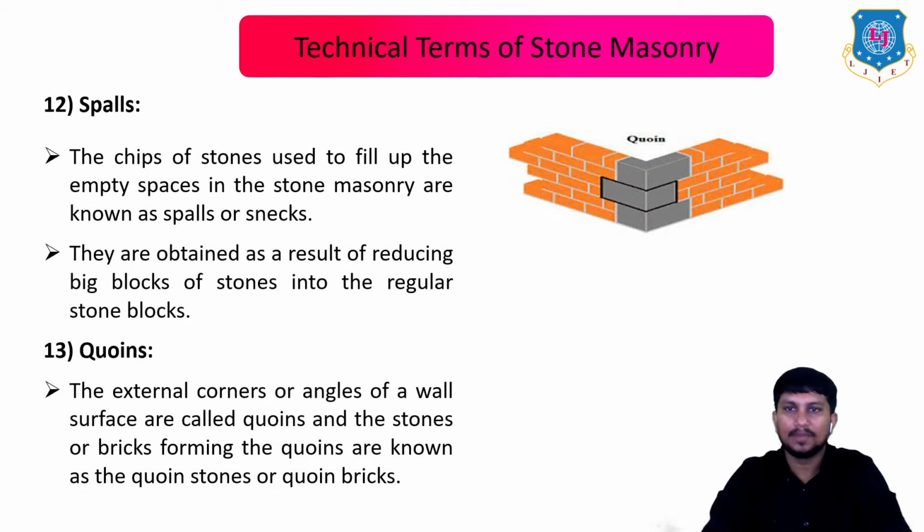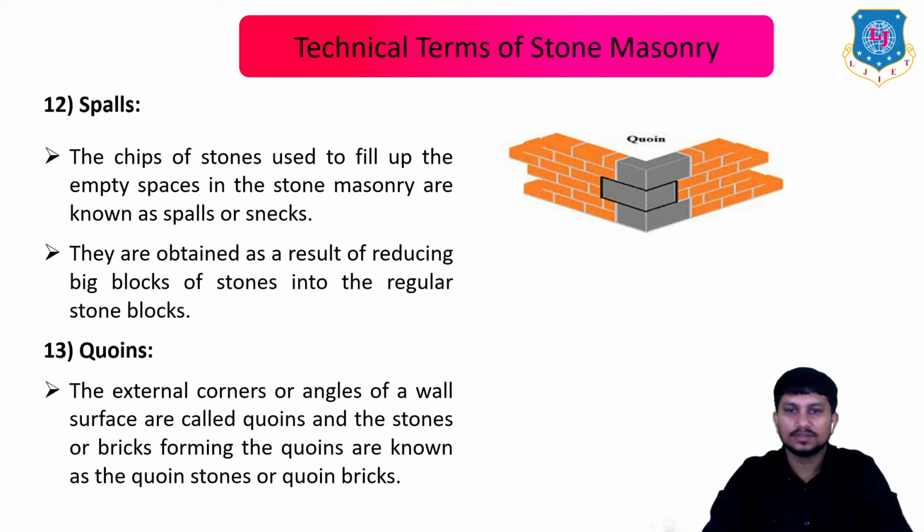Next is spalls. The chips of stones used to fill up the empty spaces in the stone masonry are known as spalls or snecks. Okay, they are obtained as a result of reducing the big blocks of stones into regular stone blocks. Okay, next is quoins.